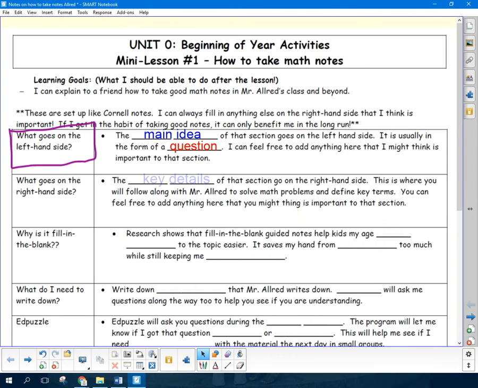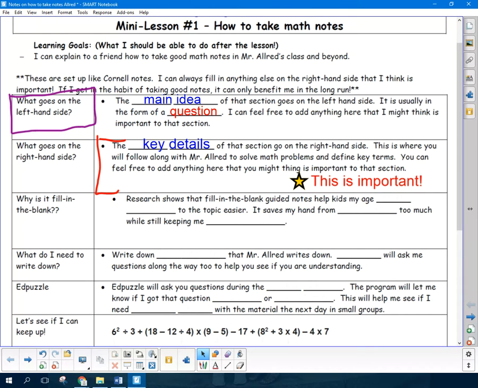On the right-hand side, that's where we put the key details of that section. That is where you would follow along with Mr. R to solve math problems and define key terms. You can always feel free to add anything here that you might think is important to that section. So on this side of the notes, that's where we'll put the key details, and we might solve some math problems too along the way. If you have something that's important, maybe you star it and say, hey, this thing is important. Maybe you rewrite it there in that section if you think there's an extra key detail that you might need to write down.